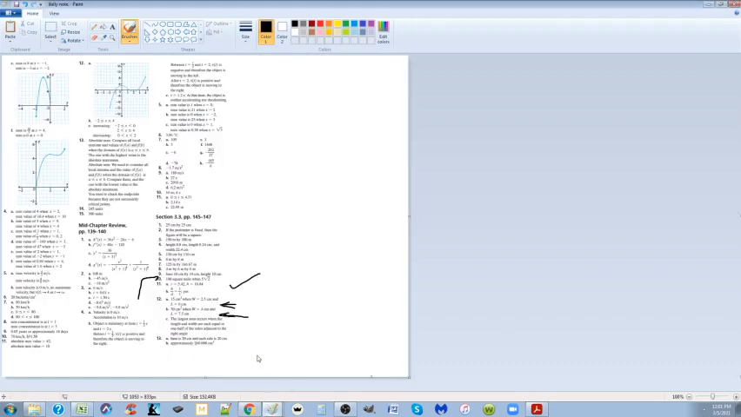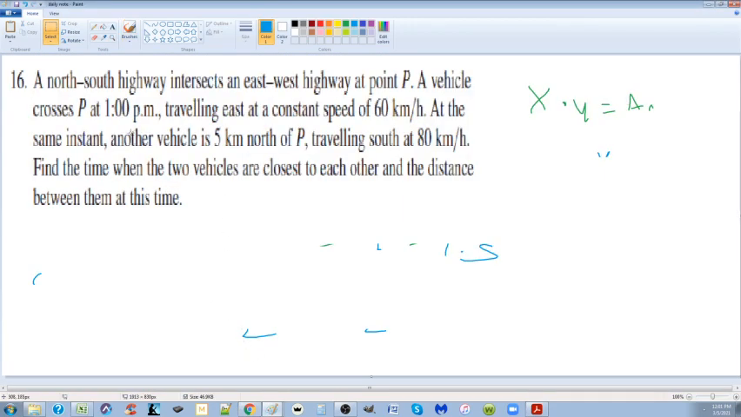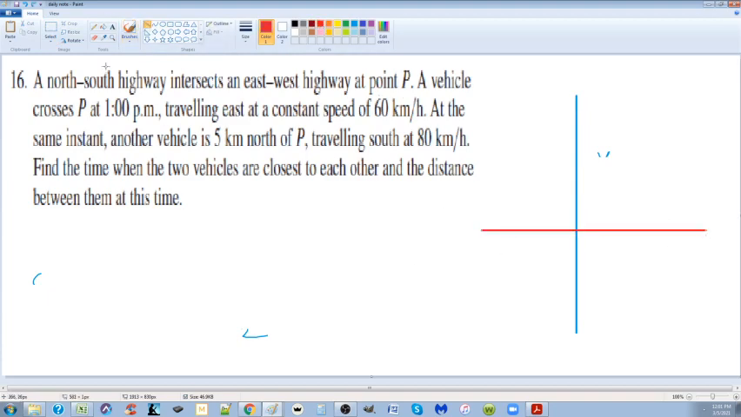See if we can figure out the last one. All right, this is the same thing. So visualizations help. So I got this. And it intersects an east-west one at point P. Vehicle crosses point P at 1 p.m., traveling east at a constant speed of 60. So we're going to skip this first part. Find the time when the two vehicles are closest.